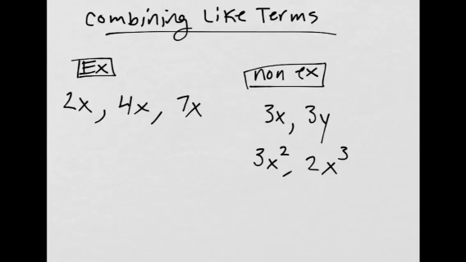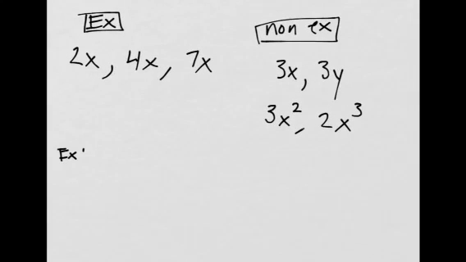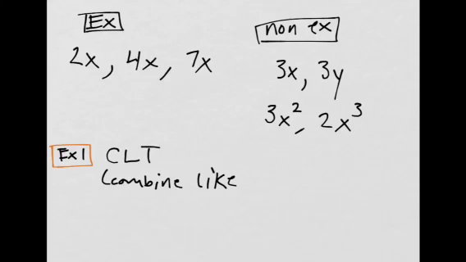All right, let's combine them. The real example, example 1, we are going to simplify an expression by combining like terms. So, I'm just going to say combine like terms, CLT. I'm not going to write combine like terms all the time. It looks like a C, but it's not. It's a parenthesis. Combine like terms.